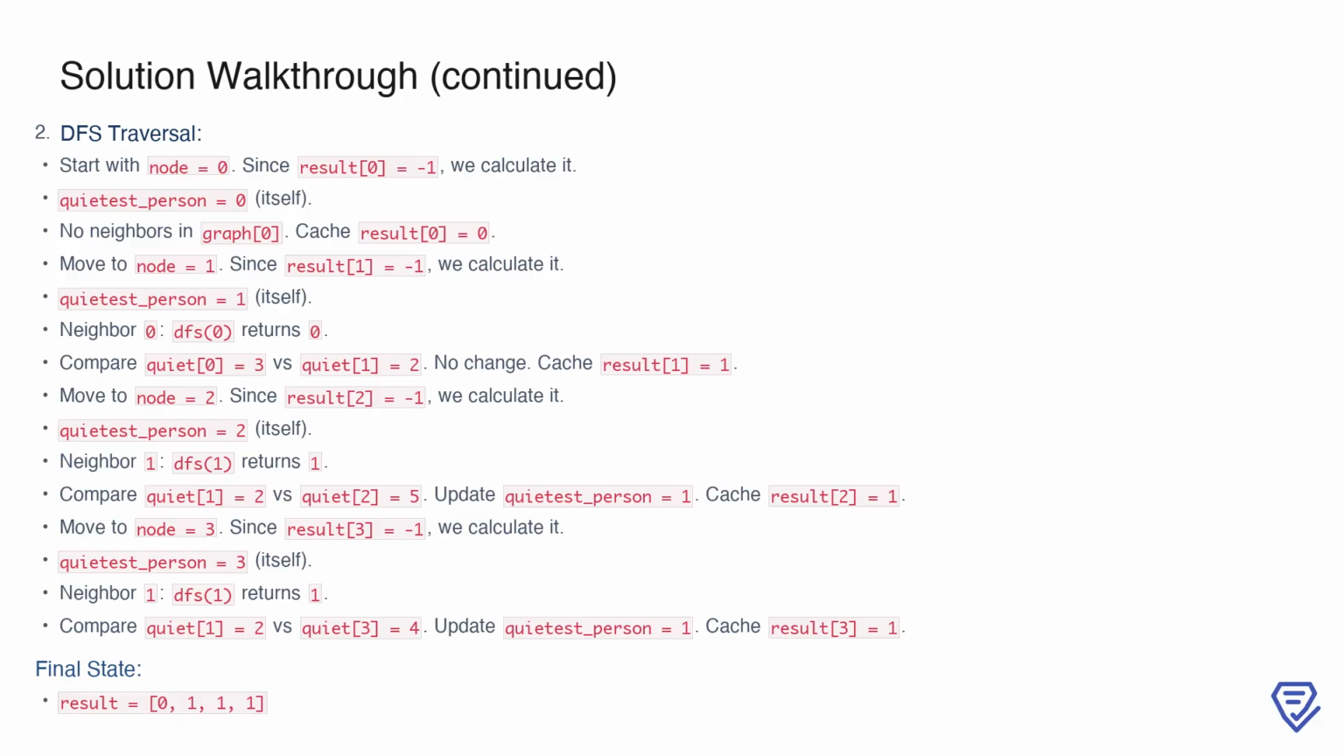Similarly, for node equals 2, we initialize quietest_person equals 2. Its neighbor, node 1, leads us to call DFS(1), which returns 1. Comparing the quiet values, quiet[1] equals 2 and quiet[2] equals 5, we update the quietest person to node 1 and cache result[2] equals 1. Finally, for node equals 3, we start with quietest_person equals 3. Its neighbor, node 1, requires DFS(1), which again returns 1. Comparing quiet[1] equals 2 and quiet[3] equals 4, we determine node 1 is the quietest and cache result[3] equals 1. The final result is 0, 1, 1, 1.